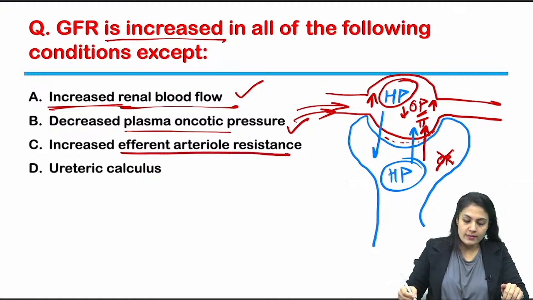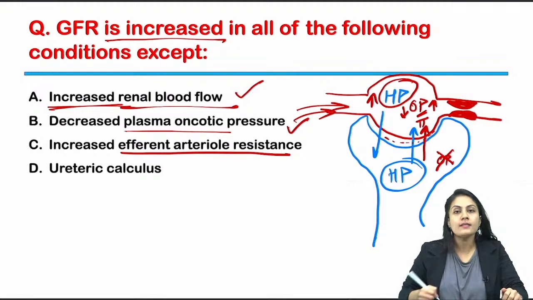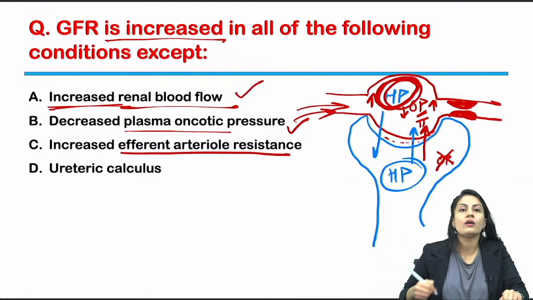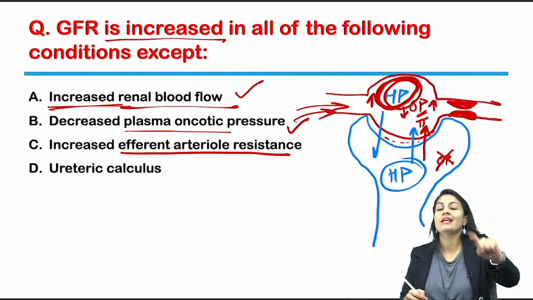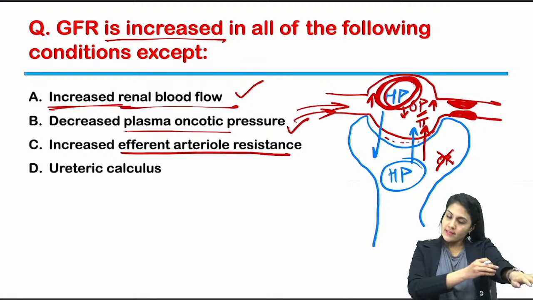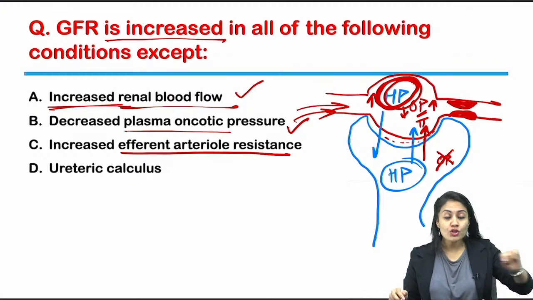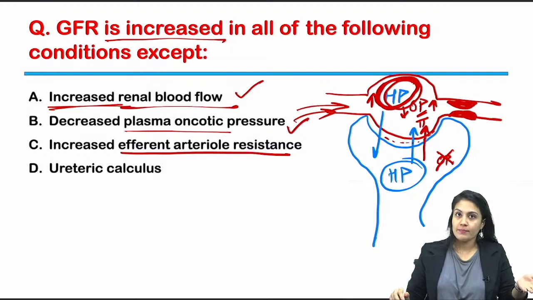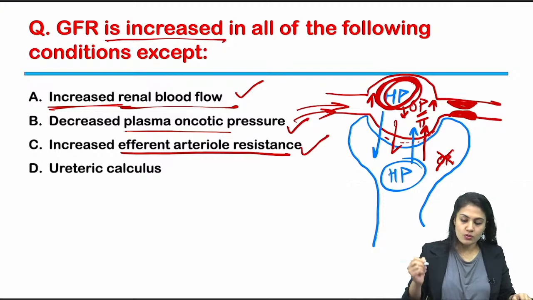Efferent arteriolar resistance. If you constrict the efferent arteriole, the back pressure is going to increase. If the back pressure increases, that means the hydrostatic pressure over here is going to increase a lot, unless and until the resistance is more than 3 times. But they haven't mentioned it over here. It is having a biphasic representation, right? But they haven't mentioned it over here. Unless and until it is mentioned, we are going to take it as less than 3 times, which is going to increase the GFR in this case also.